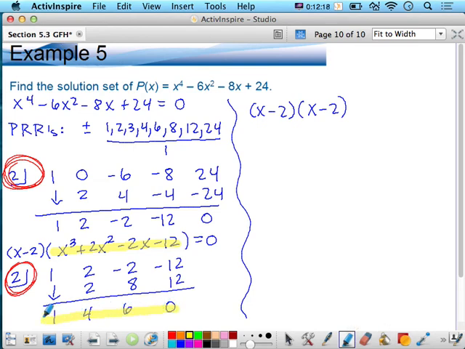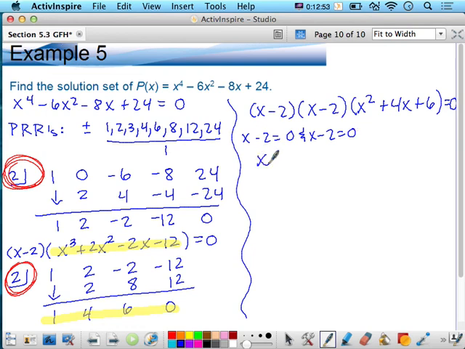And now that will be quadratic. That will be 1x squared plus 4x plus 6. And thankfully, once we drop to quadratic, we don't have to use synthetic division anymore. We can utilize either factoring, quadratic formula, completing the square, or the square root property to continue solving. So we know the first two. The first two solved equal to 0 produce twos.